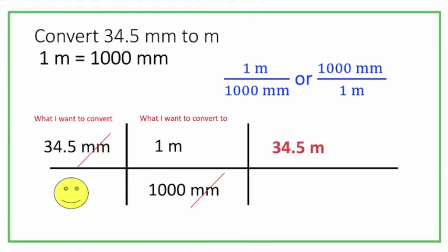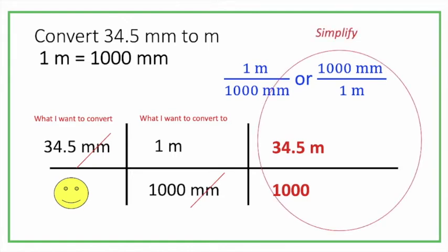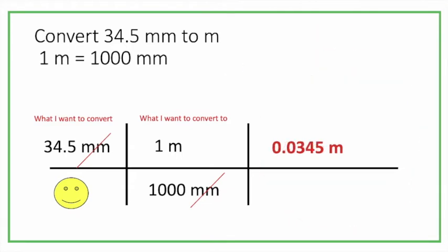So now we take everything at the top of the line and we multiply that all out, and we're going to do the same thing on the bottom. So we now have 34.5 meters on the top and 1,000 on the bottom. And this is a fraction. We're going to simplify this, and when we do, we have 0.0345 meters. And that is our answer.